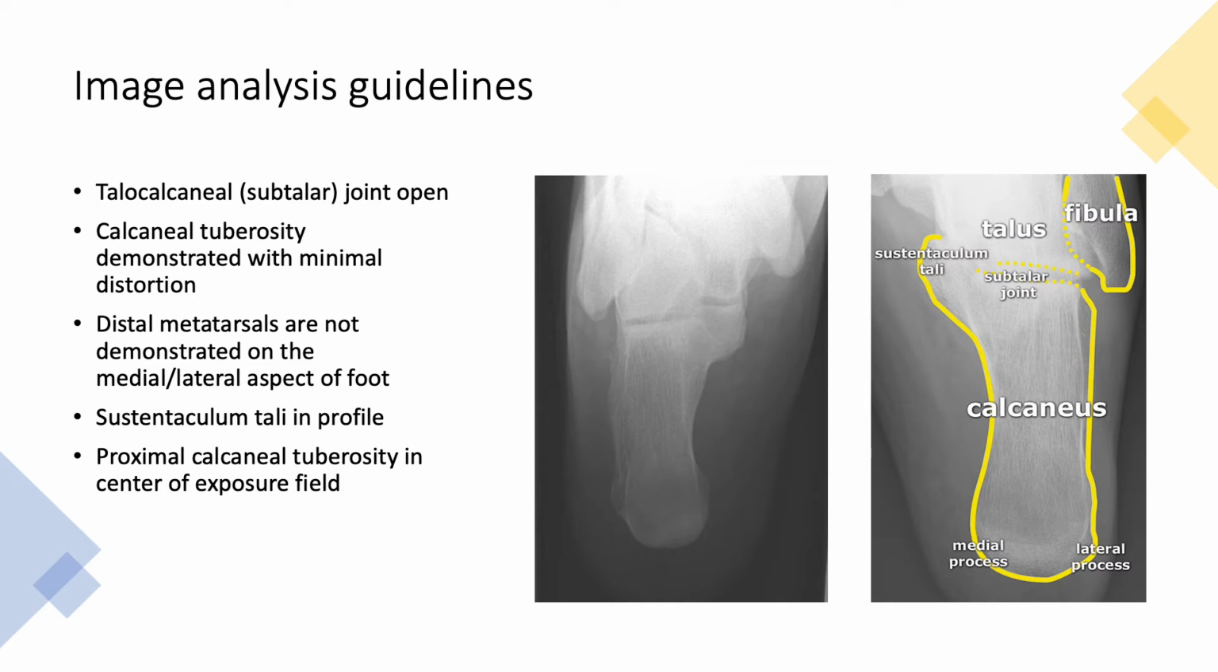The talocalcaneal or the subtalar joint is open. The calcaneal tuberosity is demonstrated with minimal distortion. The distal metatarsals are not demonstrated on the medial or the lateral side of the foot. The sustentaculum tali is in profile. And the proximal calcaneal tuberosity is in the center of the exposure field.